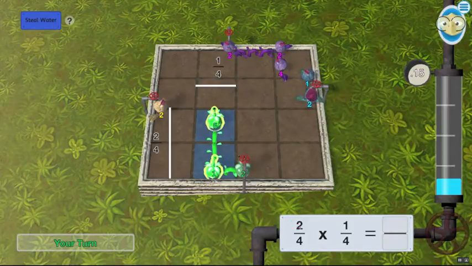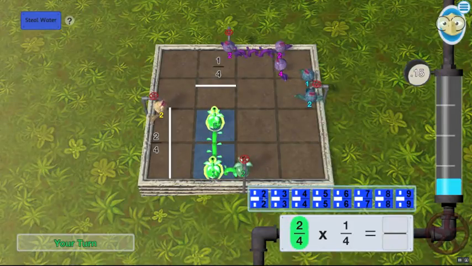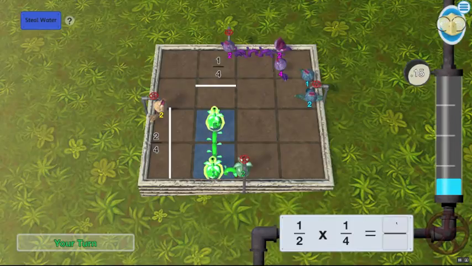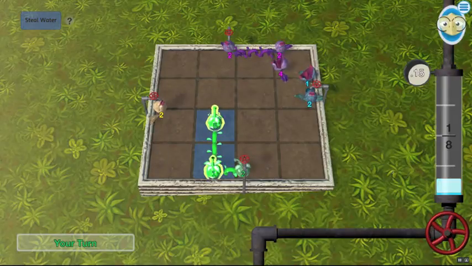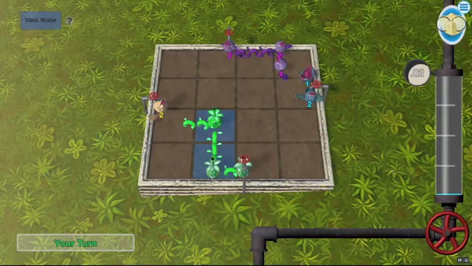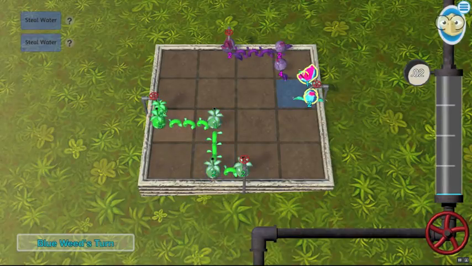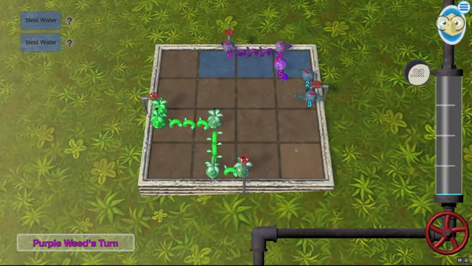And now I use a tool I have in order to simplify my equation, and I solve it, and I get 1/8, and now I make my move. And sure enough, I had enough water, and look at this. I'm battling that weed I just grew over, and I killed off one of the weeds.